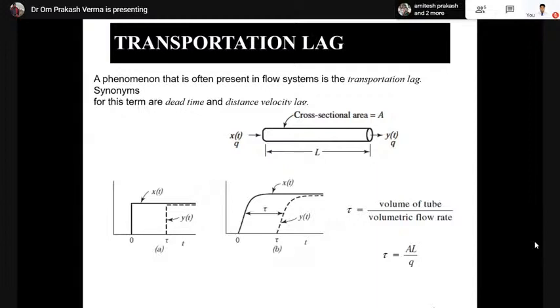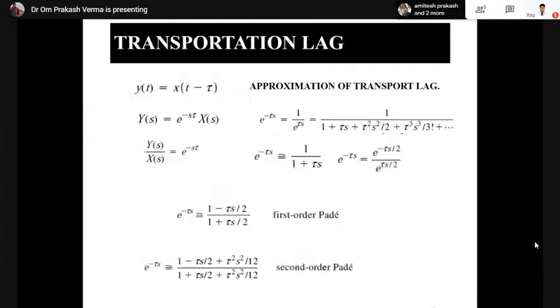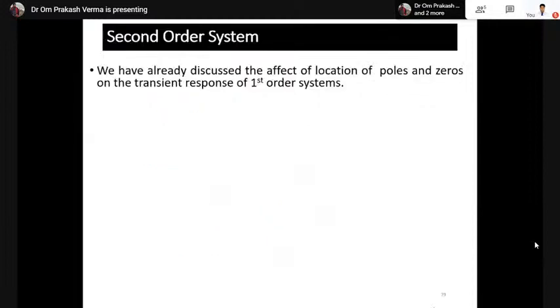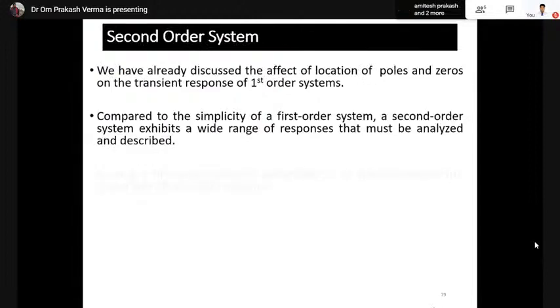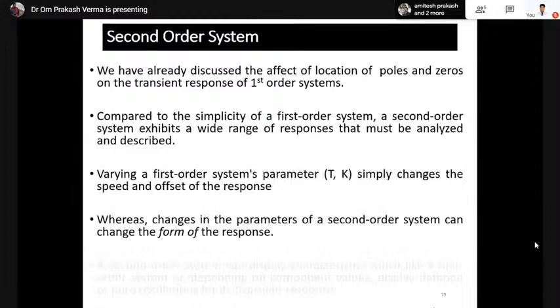Then we discussed yesterday the transportation lag approximation, that is the first order Padé and the second order Padé. Then all these things we have covered.